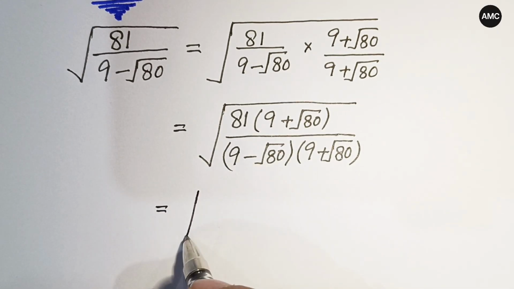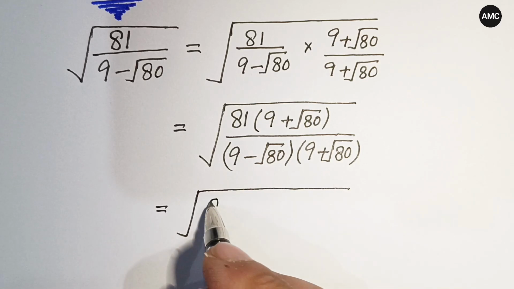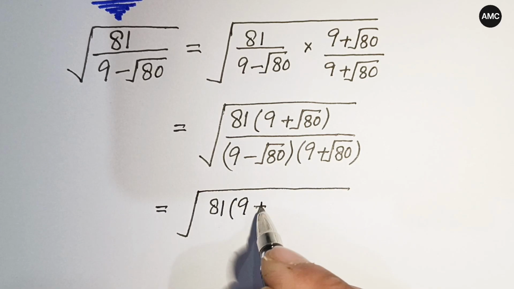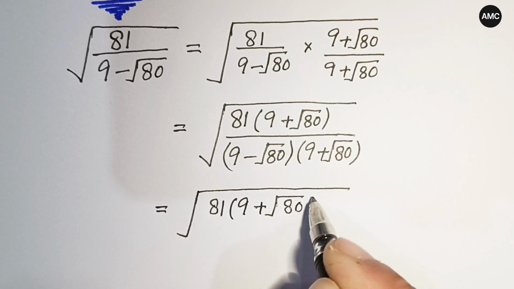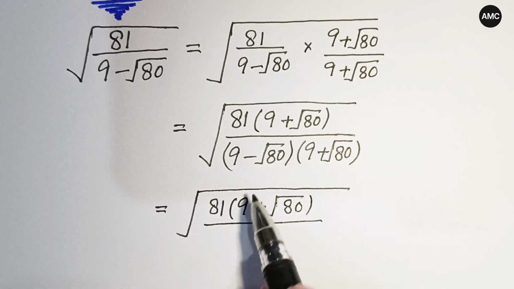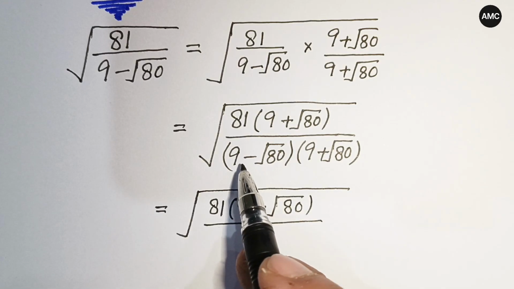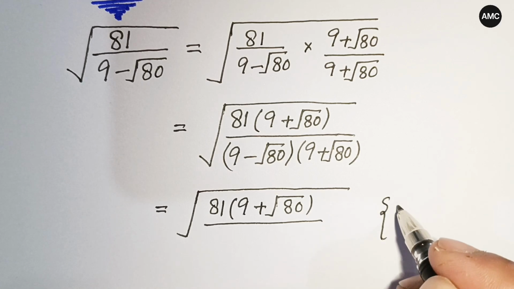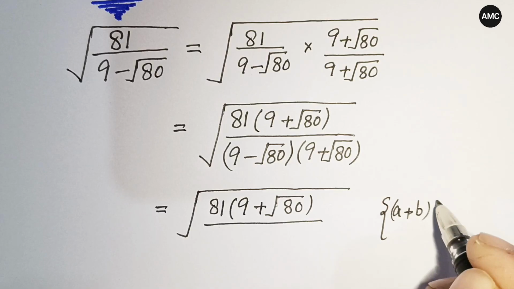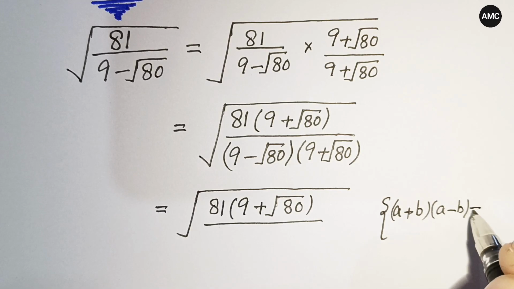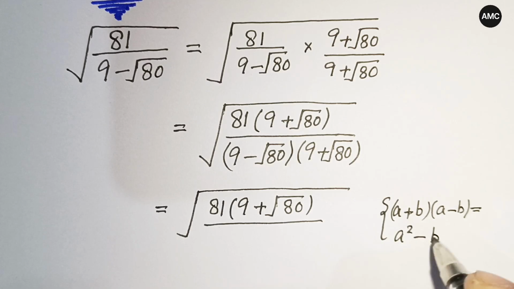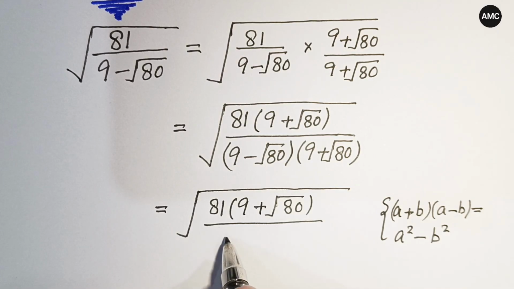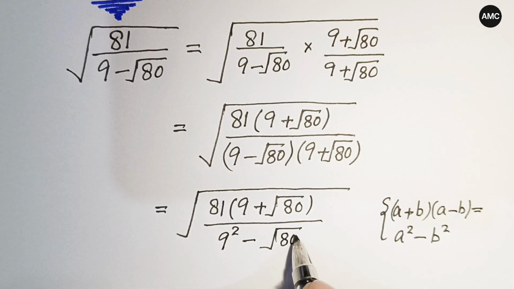Hence square root of 81 times 9 plus square root of 80 all over, in this case we see that it is actually a plus b times a minus b. So we have a nice algebraic formula. If we have a plus b times a minus b, then it is equal to a squared minus b squared. So here we are going to apply this formula in the denominator. So we will get 9 squared minus square root of 80 whole squared.